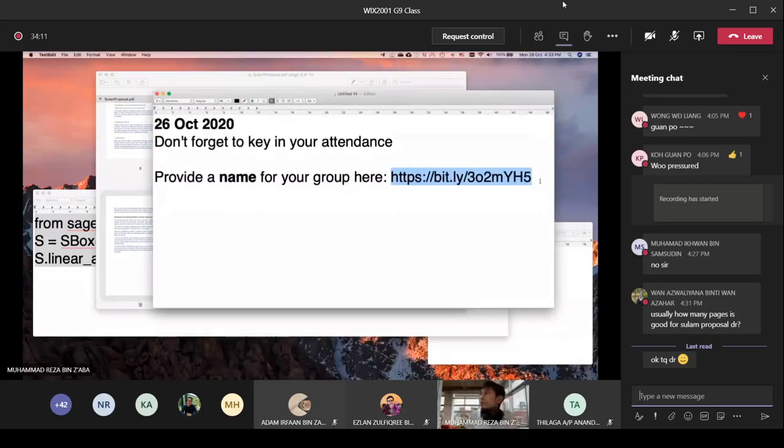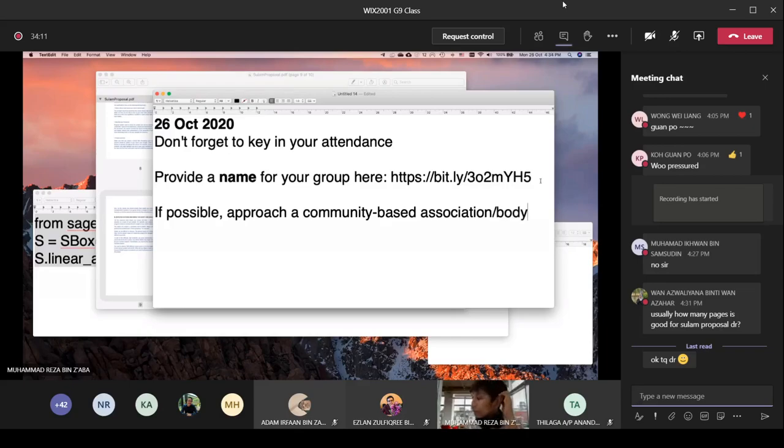I will try to recap. If possible, approach a community-based association or body. Because there's one question I received previously that the group plans to conduct a data entry work, but it's voluntary actually.